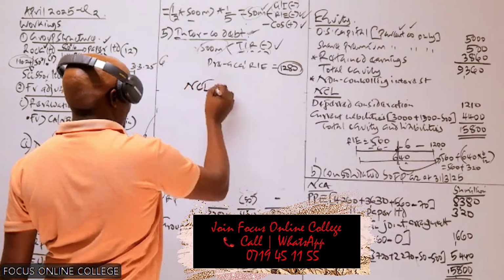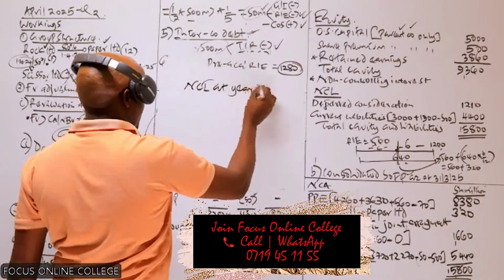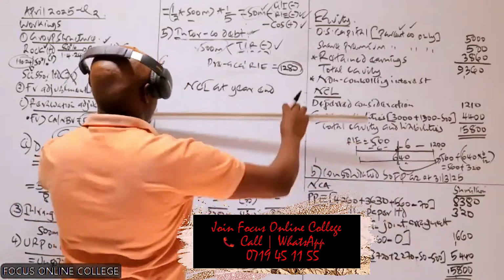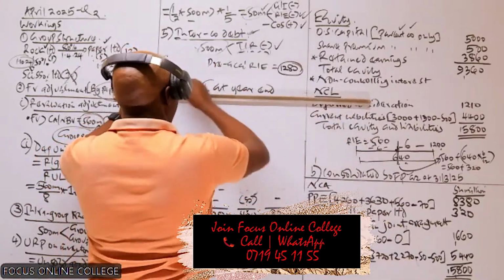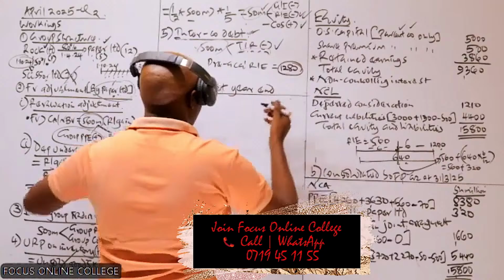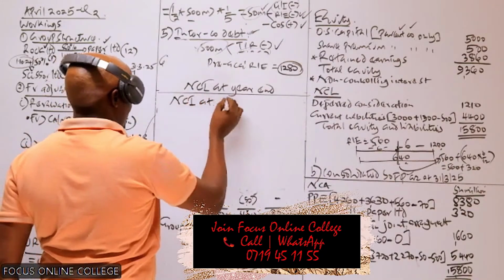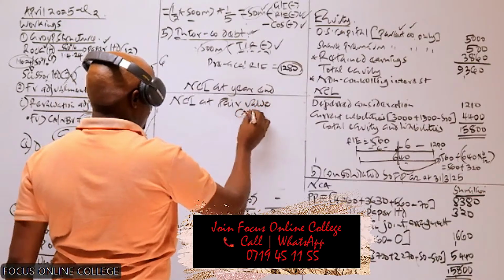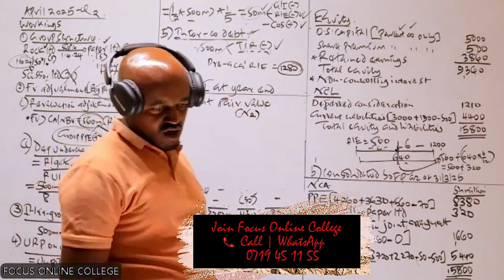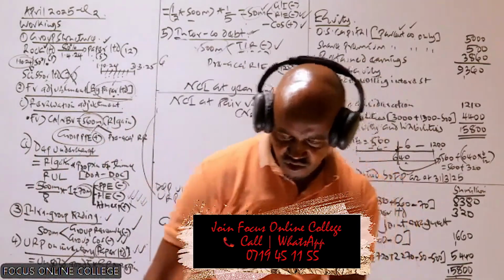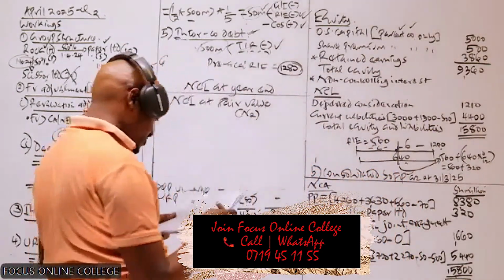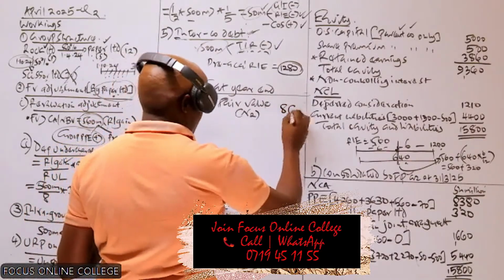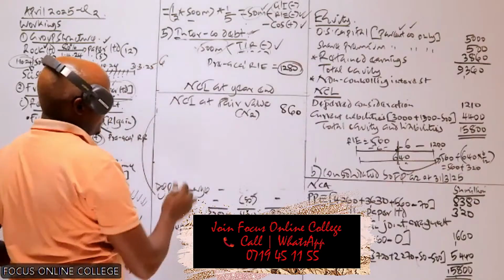How do we compute the NCI at the year end, to be recognized there as a component of equity? Now to compute this, very simple. We take the NCI at fair value, which is basically given in note 2. How much is the NCI at fair value in note 2? Is 860. I hope you can see that.